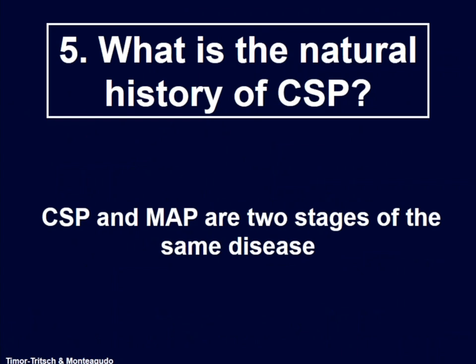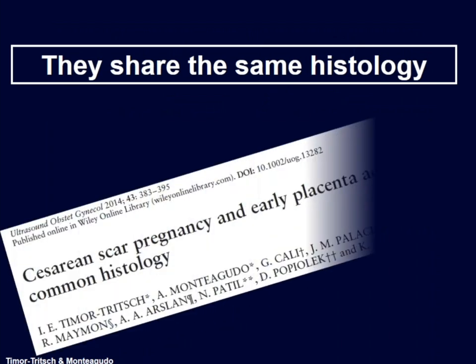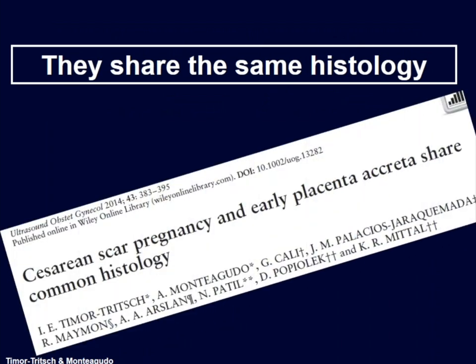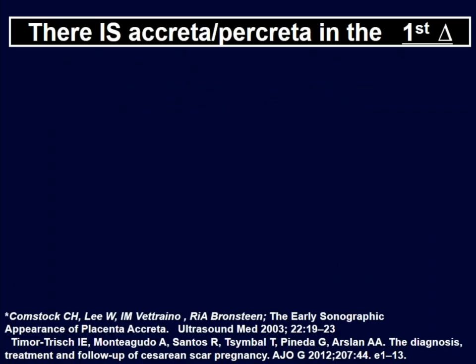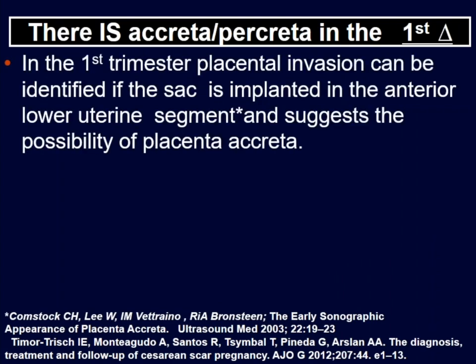What is the natural history of scar pregnancies? They have 2 stages. Scar pregnancy and morbidly adherent placenta are two stages of the same disease. They share the same histology. We published this article on the cesarean pregnancy and proved that they share a common histology. The question is now, is there an accreta per creta in the first trimester?